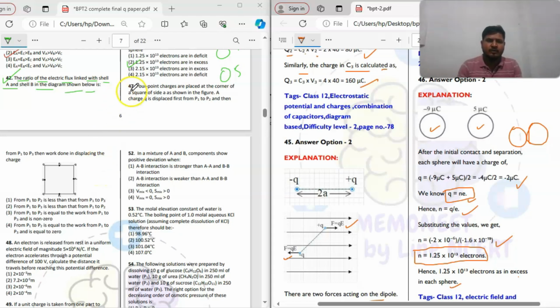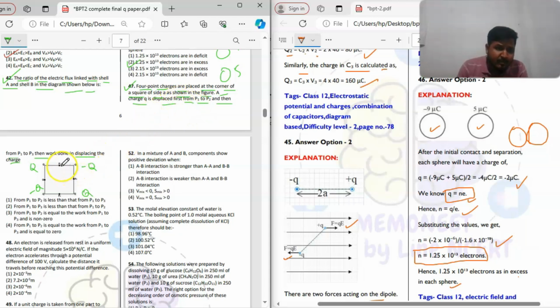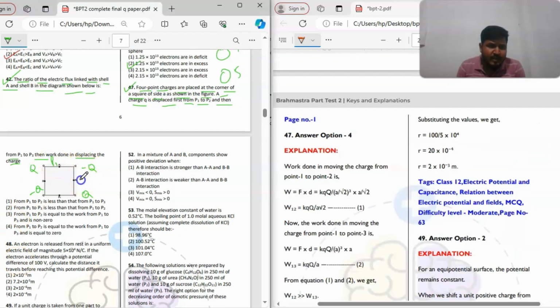Now our next question, that is question number 47. The question is that four point charges are placed at the corners of a square of side a as shown in the figure. A charge q is moved first from P1 to P2, then from P1 to P3. Find the work done in displacing the charge. Here the plus Q charge, here also plus Q charge, here minus Q charge, here minus Q charge. This is the point P1, this is the point P2, and this is the P3.